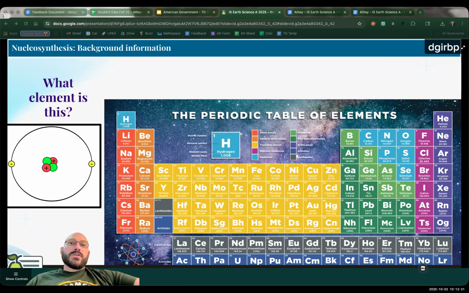Now, because neutrons and protons are about the same size or in the same mass, and because they're so much larger than electrons, the mass, so how much stuff there is, we usually just think about it as the number of protons plus the number of neutrons. So helium would have a mass of four, four atomic mass units.